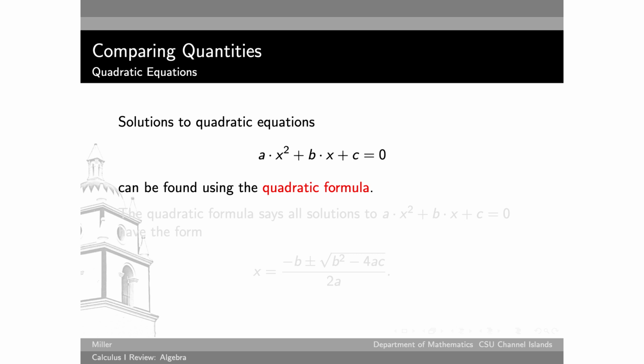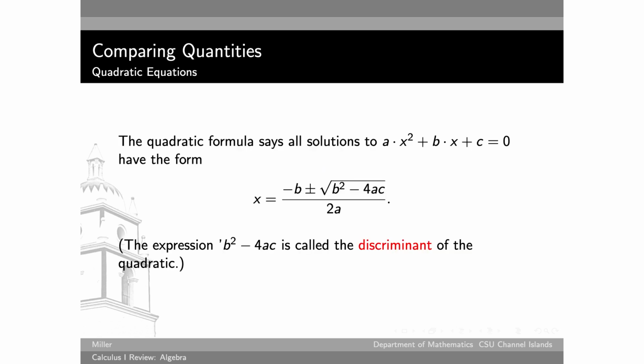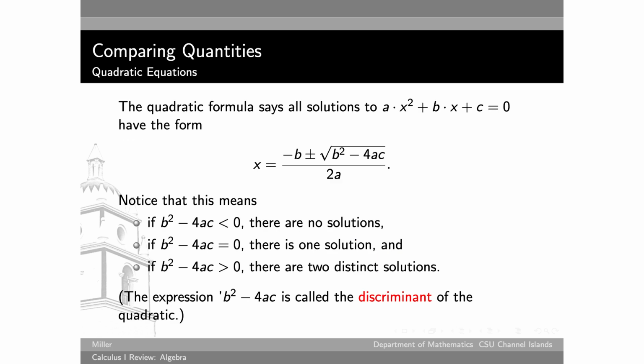Solutions to quadratic equations, ax squared plus bx plus c equals 0, can be found using the quadratic formula. The quadratic formula says all solutions to quadratic equations, like that one above, have the following form. The expression b squared minus 4ac is called the discriminant of the quadratic. Notice if the discriminant is negative, there are no solutions. If the discriminant is 0, there is one solution, and if the discriminant is positive, there are 2 distinct solutions to the quadratic equation.